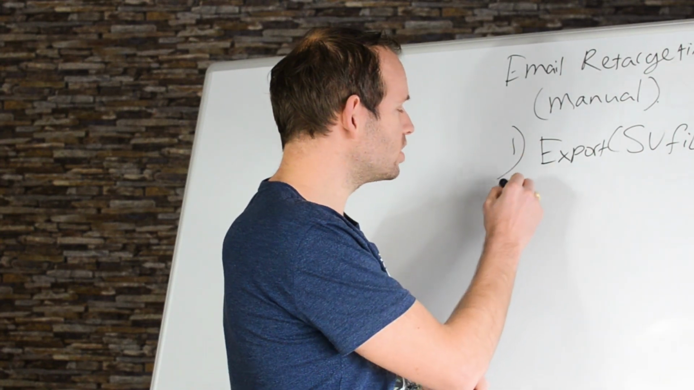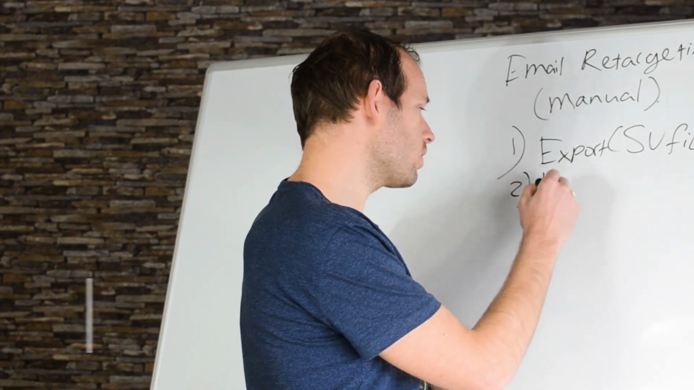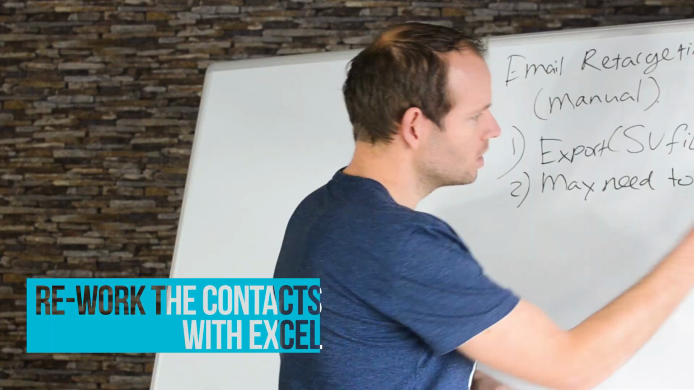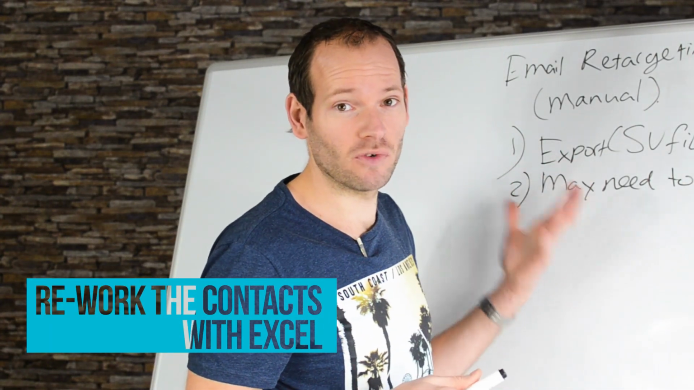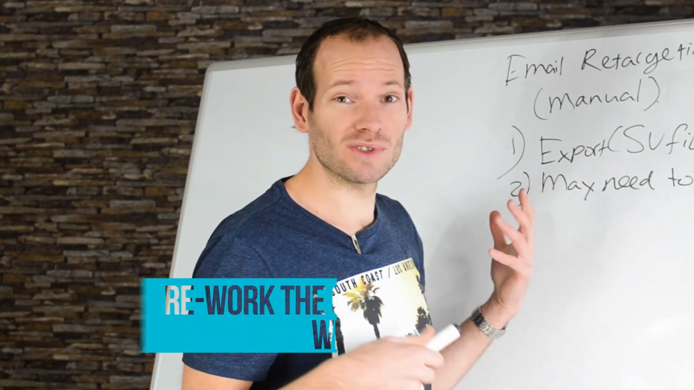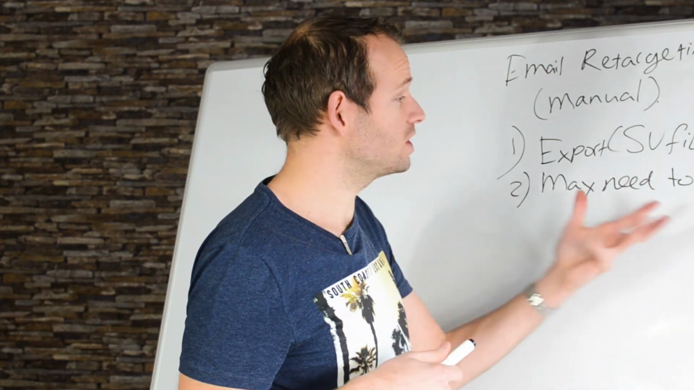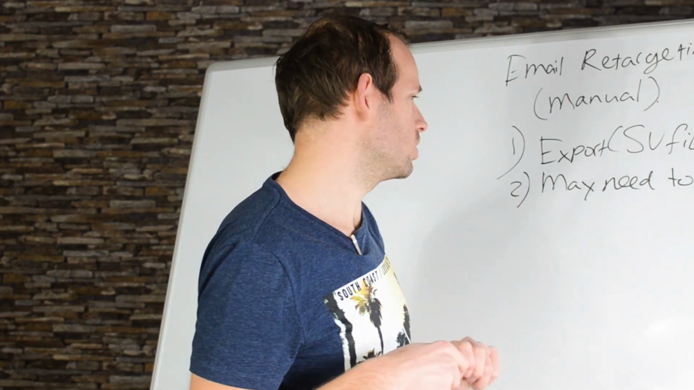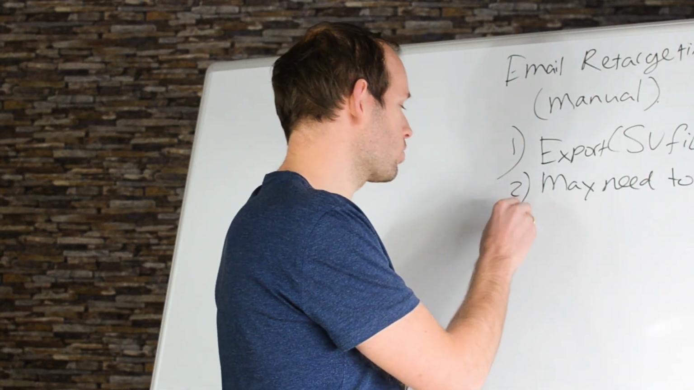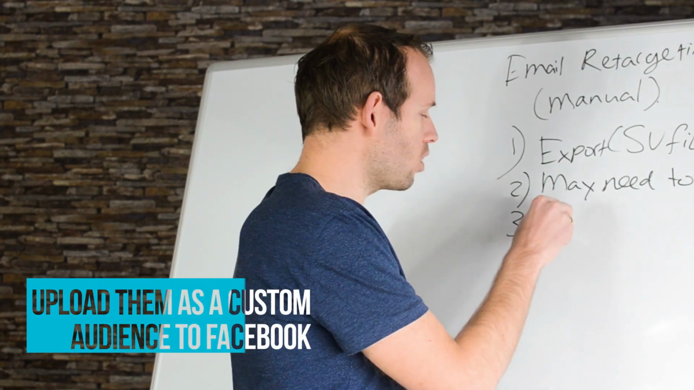Step number 2 is you may need to rework the file. What I mean is that maybe your autoresponder exports in a different format. So you may need to open it with Microsoft Excel or Google Spreadsheet and rework it into a format that is appropriate so that Facebook will accept it. And number 3 is you'll have to upload it.